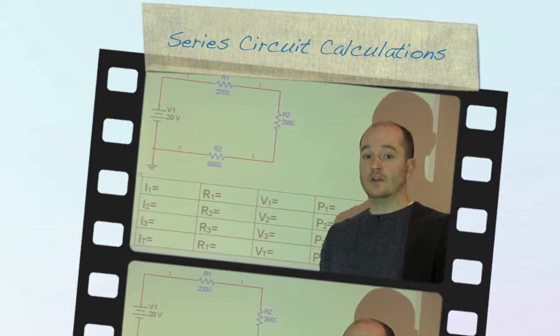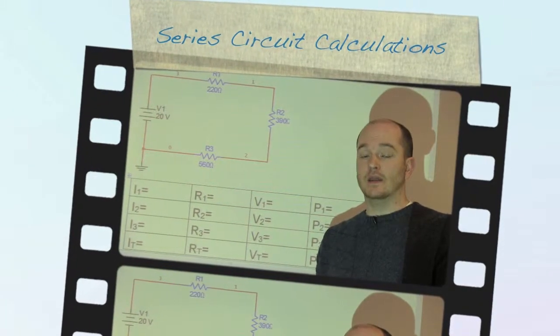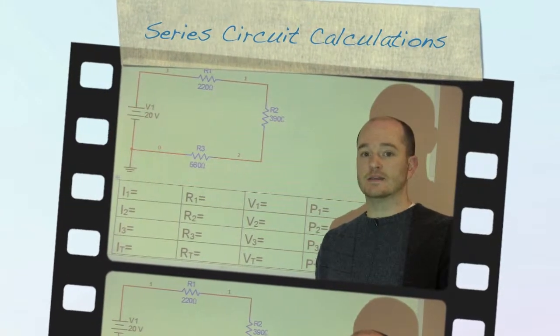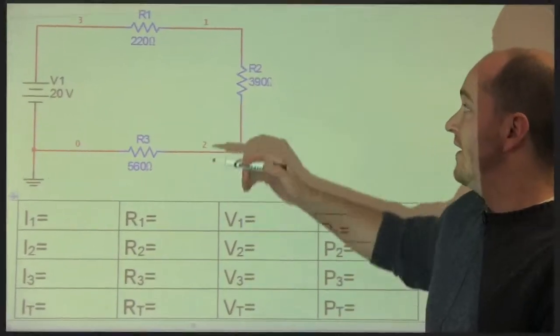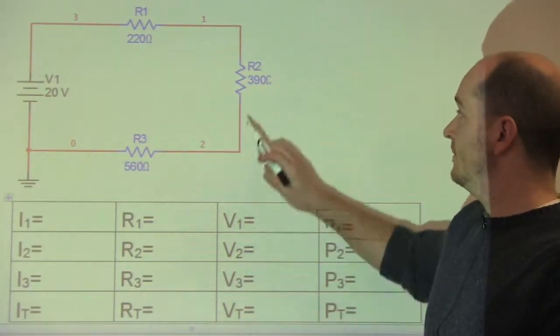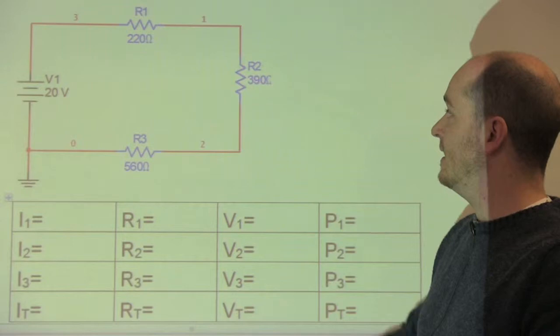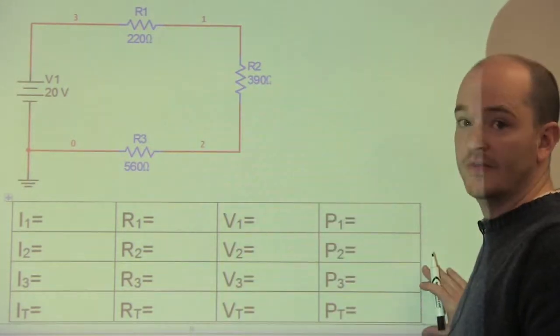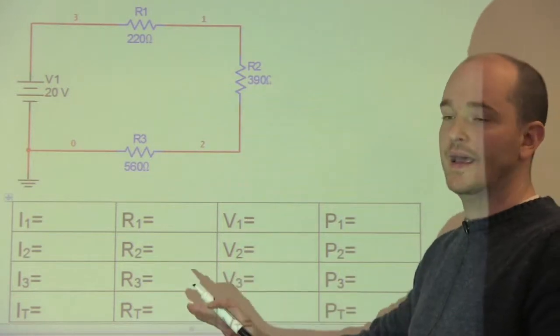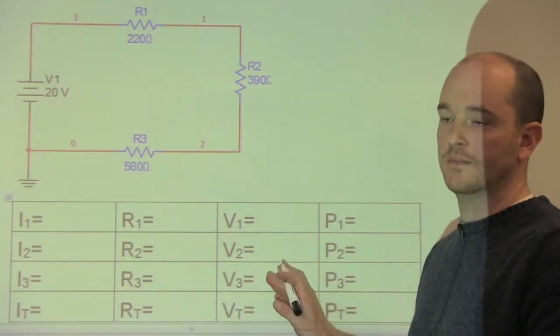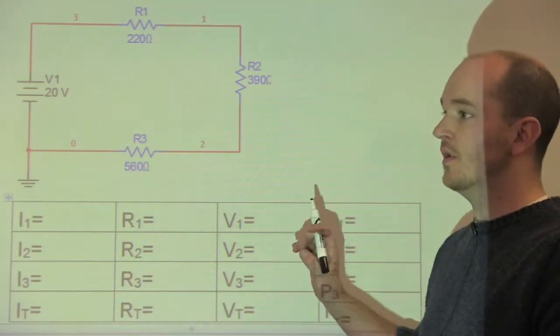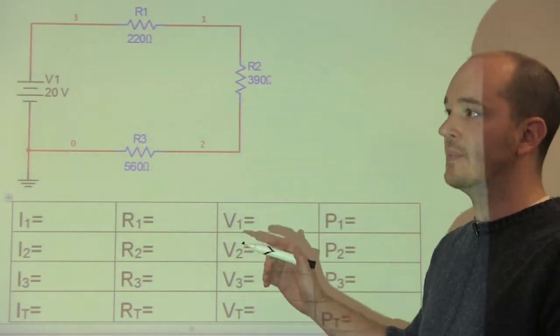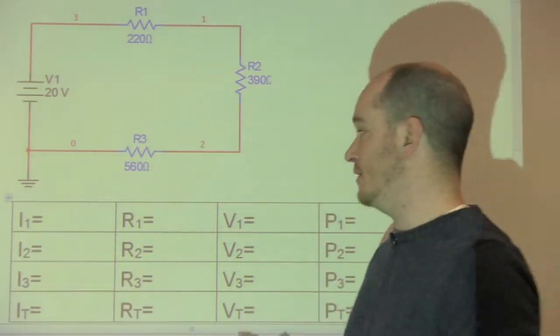In this video, we're going to show you how to calculate all of the unknowns in a basic series circuit. We have an R1 here, which is 220, R2, which is 390, and an R3, which is 560. We're going to use the chart method here, which helps us to organize and lay out all of our needed information. So the first thing we want to do is write down, basically copy, the known values.